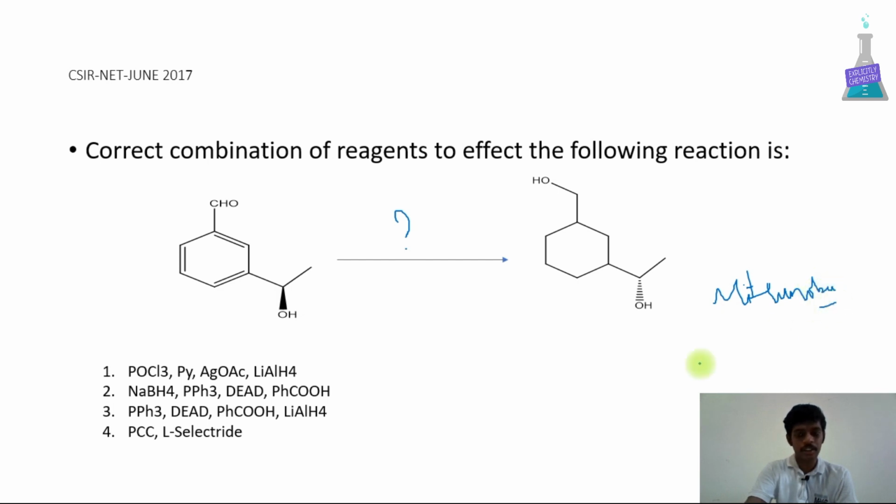Mitsunobu reaction. For that, the reagent will compulsorily include DEAD. In two options there is DEAD, so you can cancel out 1 and 4. We are left with 2 and 3.